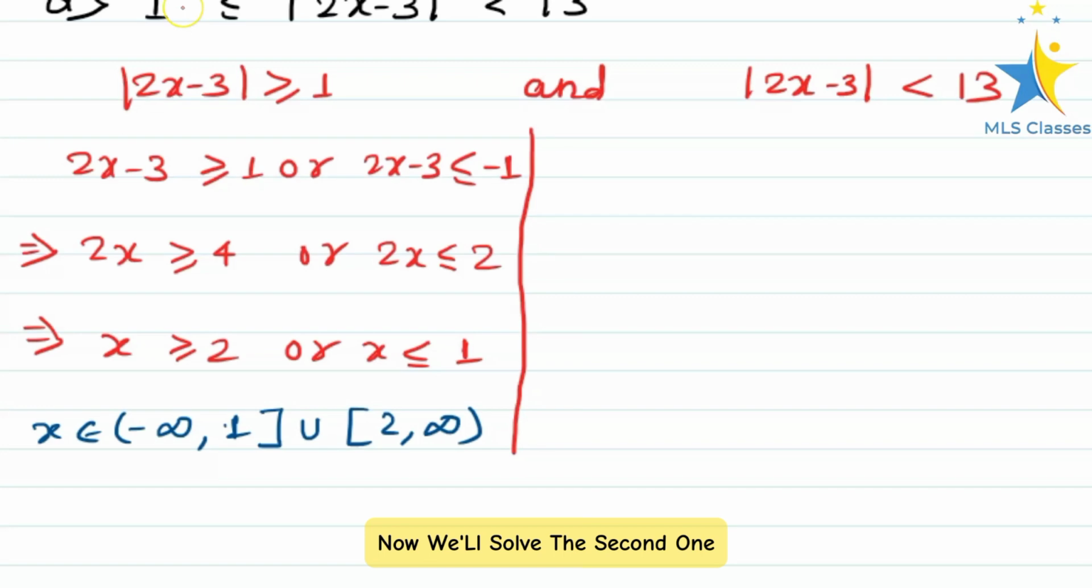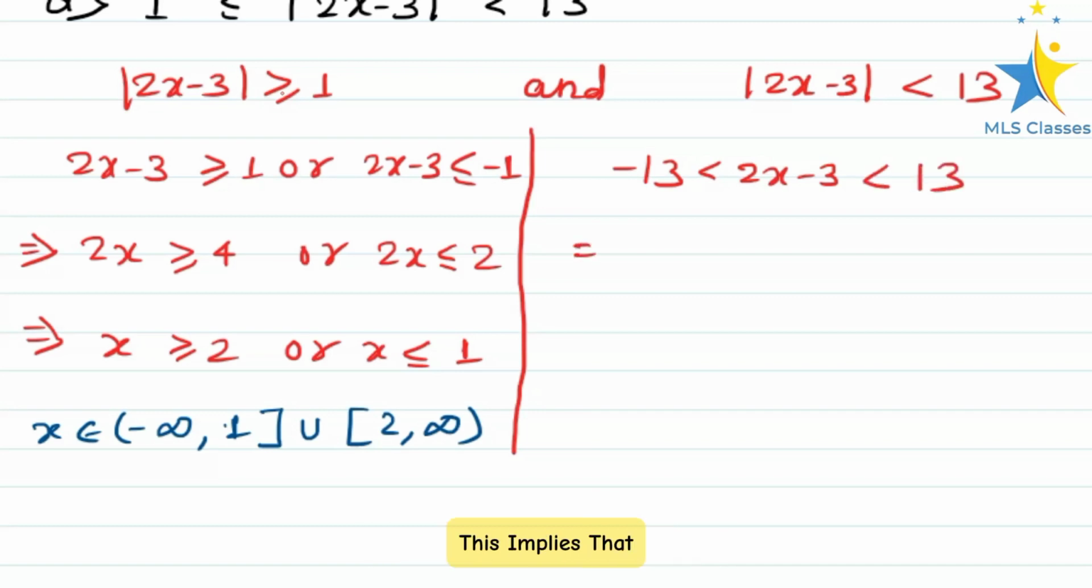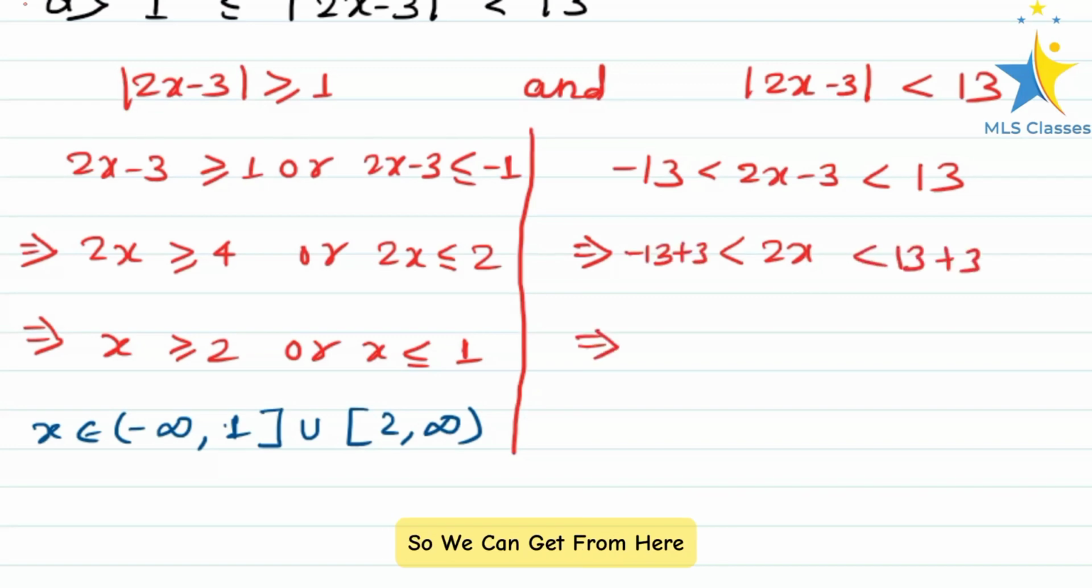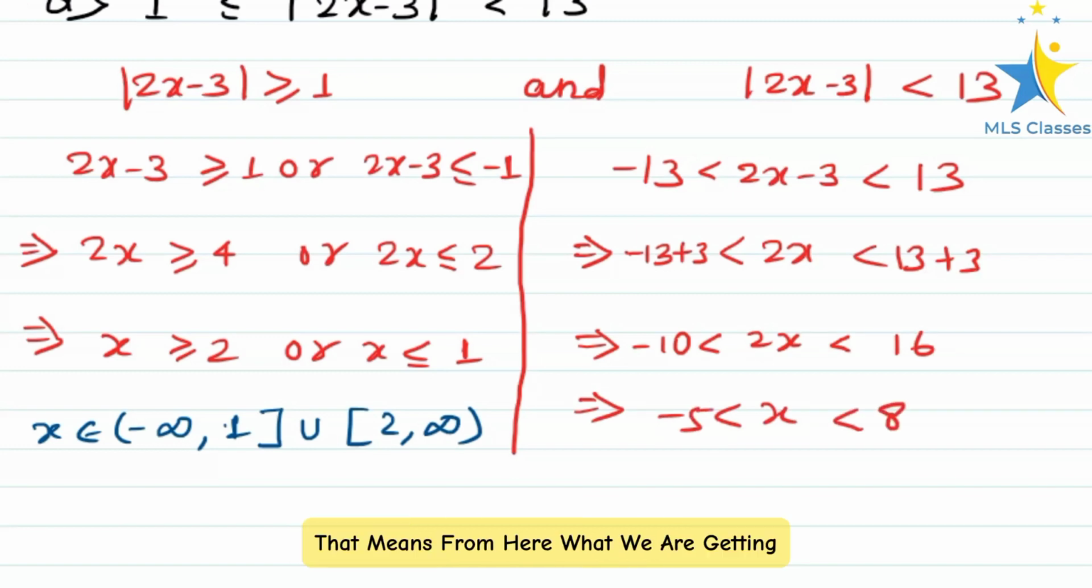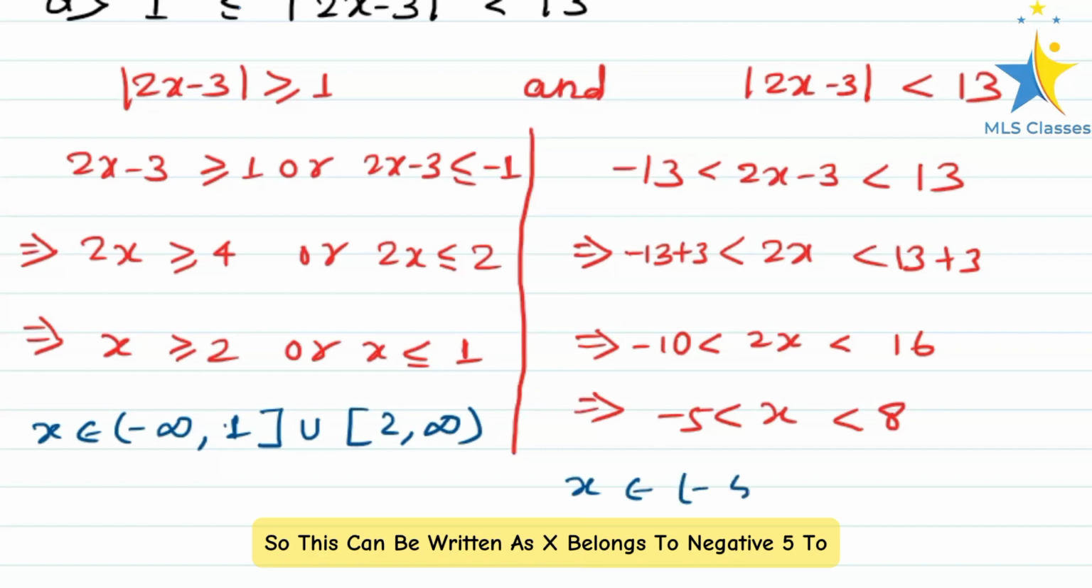Now we will solve the second one. This can be written as 2x minus 3 greater than negative 13 and less than 13. So we add 3 to get 2x greater than negative 13 plus 3 and less than 13 plus 3. From here we get 2x greater than negative 10 and less than 16. So x is greater than negative 5 and less than 8. That can be written as x belongs to negative 5 to 8, and both of them are not included.